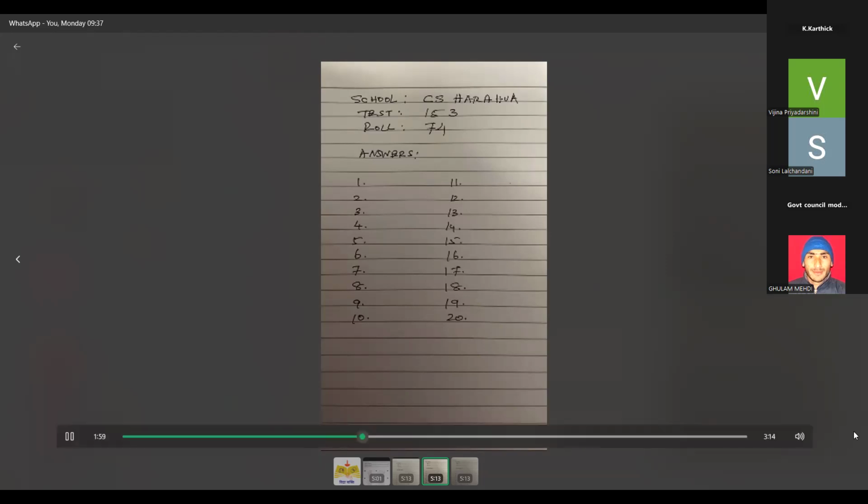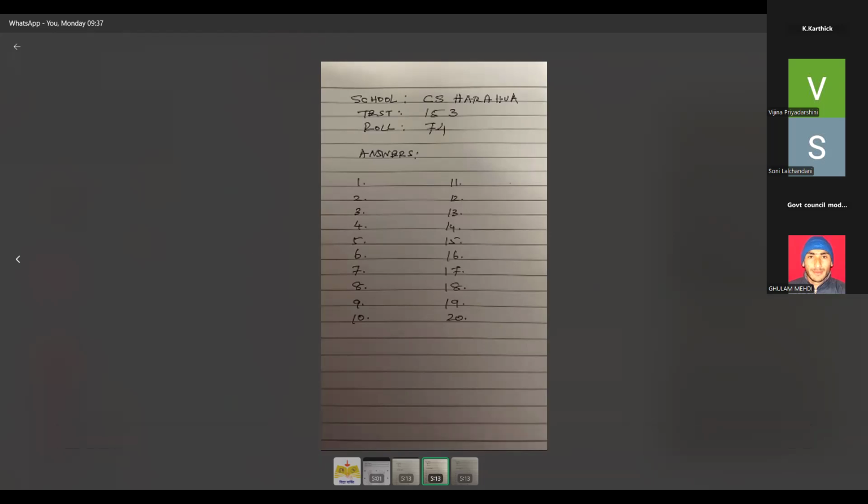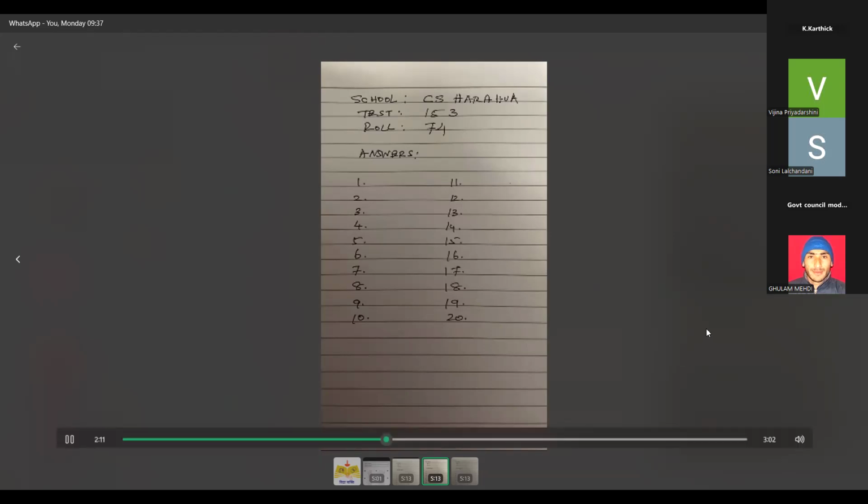Again, the school name, test number, roll number, these are all the examples that I have written. Don't write this. You should write your actual school name, the test number displayed by the Vidya Shakti teacher, and your actual roll number.